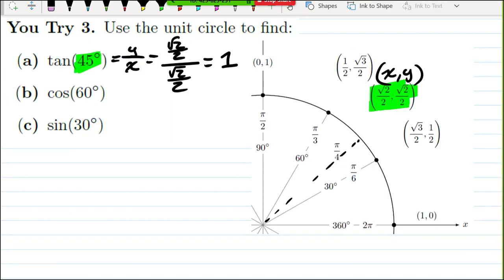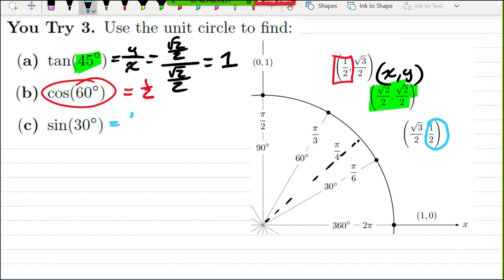All right, so to calculate the other values, we have cosine of 60 degrees. Cosine by definition is x, so we go to 60 degrees and we get that the cosine of 60 degrees is 1/2. And the sine of 30 degrees, so 30 degrees is here, and sine is going to be y, so we're going to get our 1/2 from this. All right.